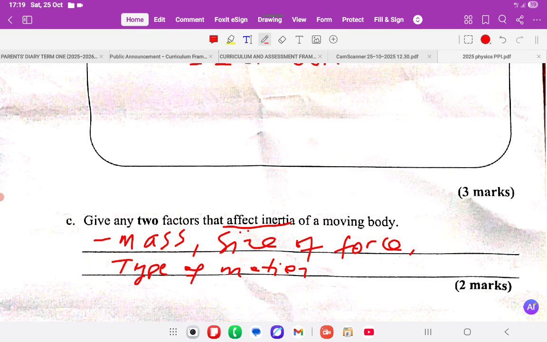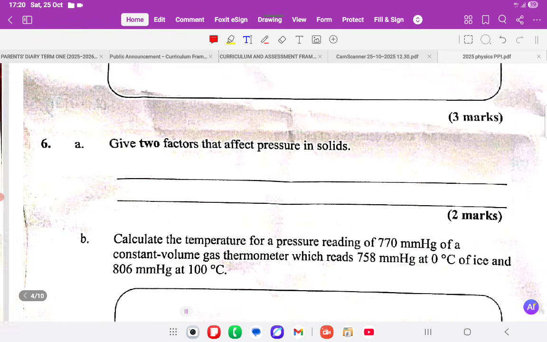All these are factors that would affect the inertia of a body, especially of a body which is already moving. All right, I hope so far so good.